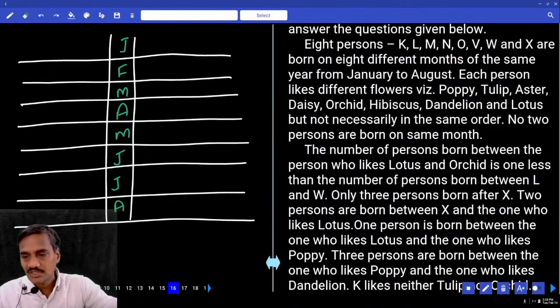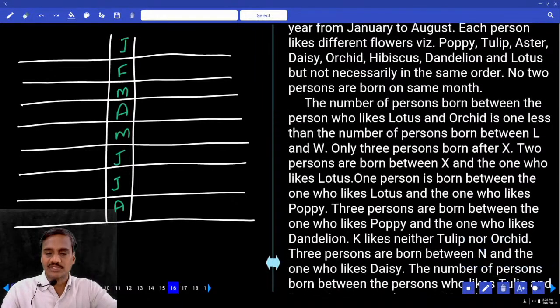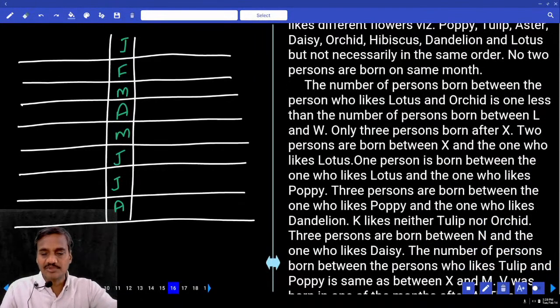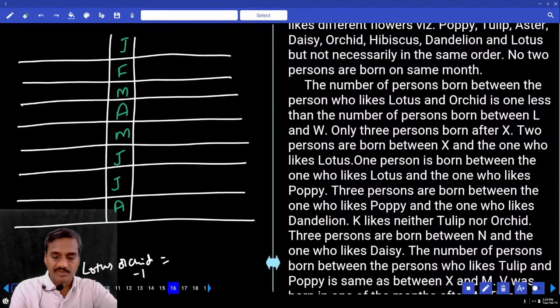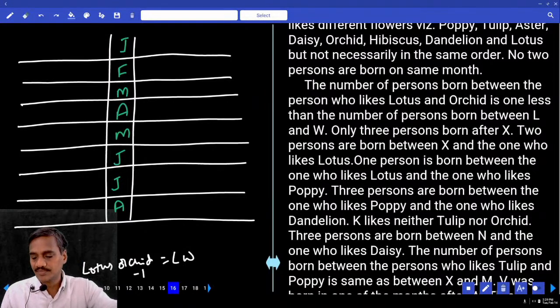And each person likes different flowers as well. Number of persons born between the person who likes lotus and orchid is 1 lesser than the number of persons between L and W. Okay, lotus and orchid, 1 lesser than between L and W. Now the first information we have represented like this.